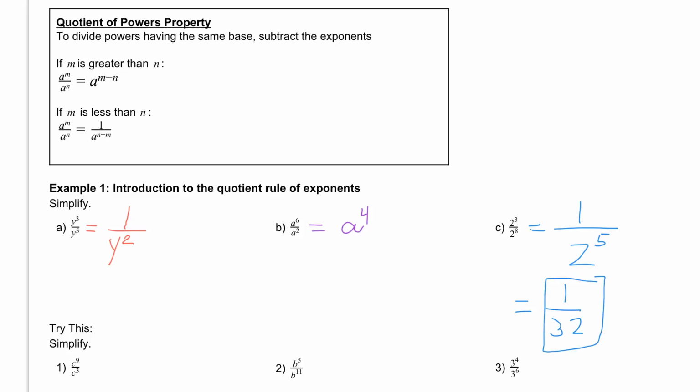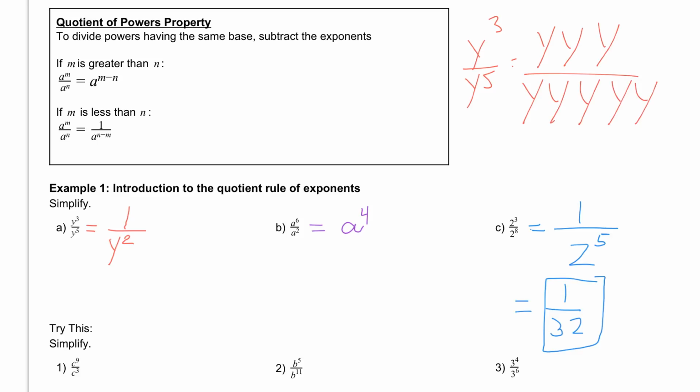Now before you get to the try this, I just want to explain what's happening here and why we're subtracting. So let's take a look at letter A real quick up here on the top. If we have y to the third over y to the fifth, if we think about what that means, y to the third is y times itself 3 times, and y to the fifth on the bottom is y times itself 5 times.